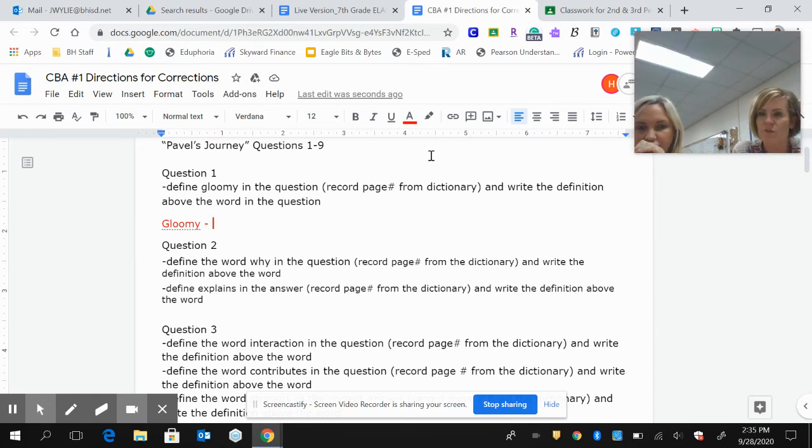So like Ms. Wiley said, if you miss number 1, this is the only one you're doing it for. If you miss number 7, that's the next one. You go down to number 7 and look at that direction. The directions are different for each question, depending on what was asked.